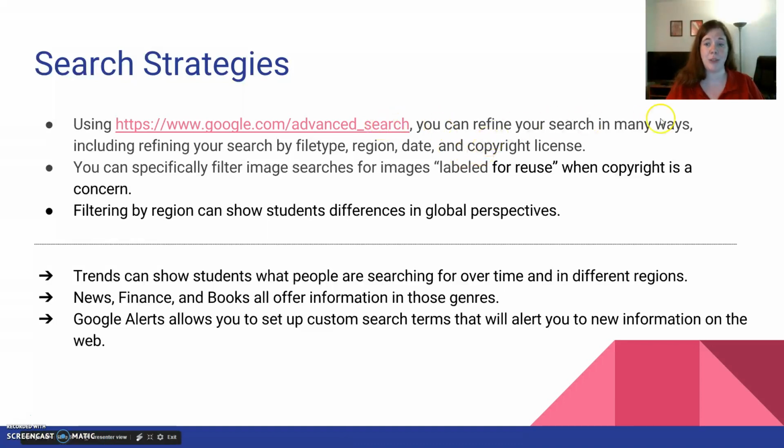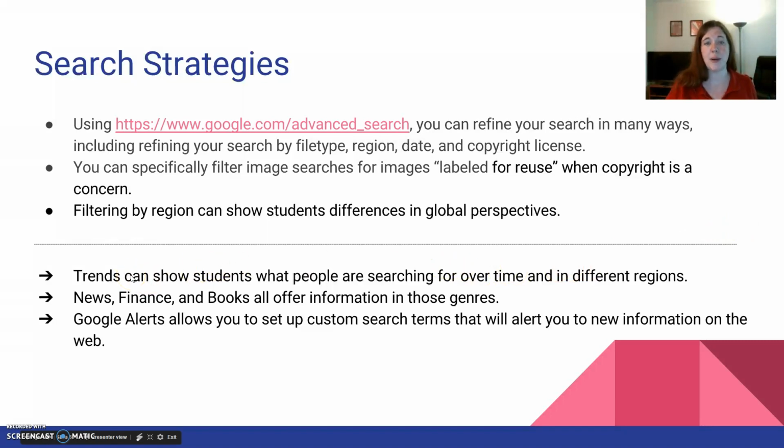And there are ways that you can refine your search, including by file type, region, date, and copyright license. This unit was very concerned with copyright license, being able to use images that are reusable, not stealing things for your own personal use. You can specifically filter the image searches for the images that are labeled for reuse, very useful for teachers. And also filtering by regions can show students differences in global perspectives. How we view the current election news cycle may be very different than, say, how Russia views our news cycle or how Australia views our news cycle. By filtering by region, the kids can get an idea of how different those perspectives are.